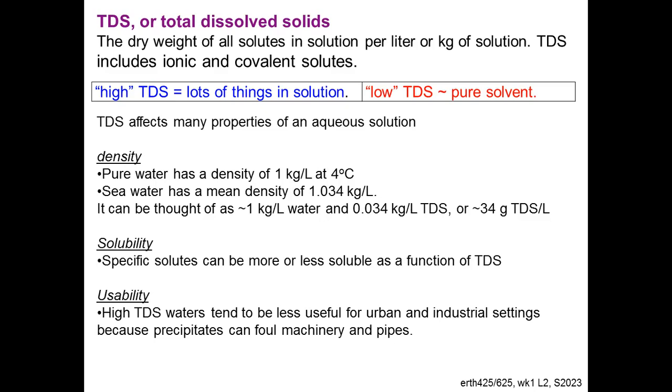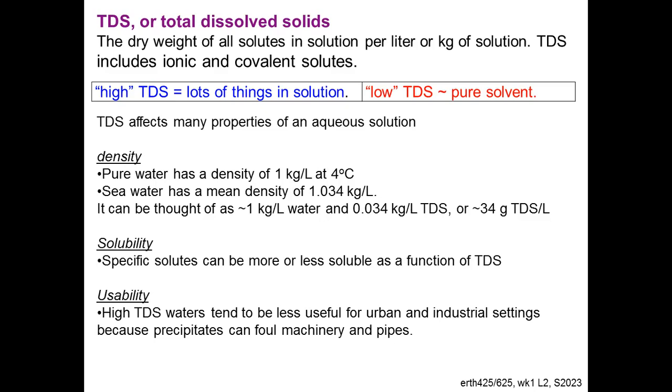So the way we can think about that is two components: pure water at a kilogram per liter and solids at 0.034 kilograms per liter. 0.034 kilograms per liter is also 34 grams. Now, 34 grams is a lot of material. That's several tablespoons worth of solid dissolved into that water, and it obviously changes its behavior, including making it significantly more dense, about 3.5 times denser than typical fresh water.